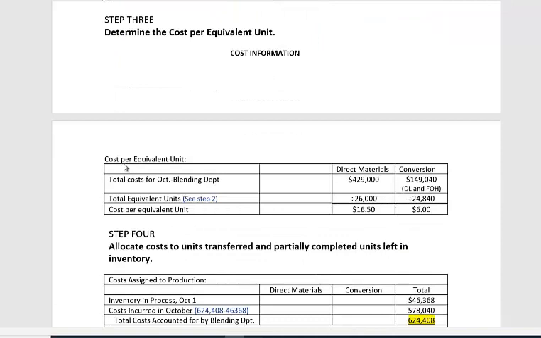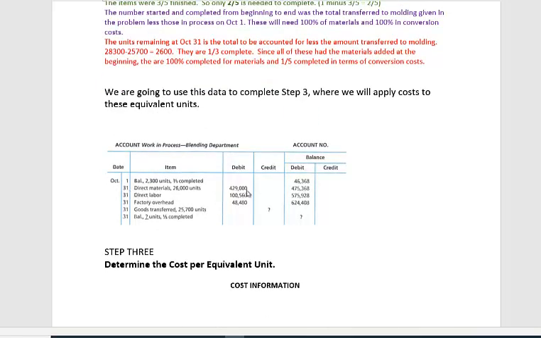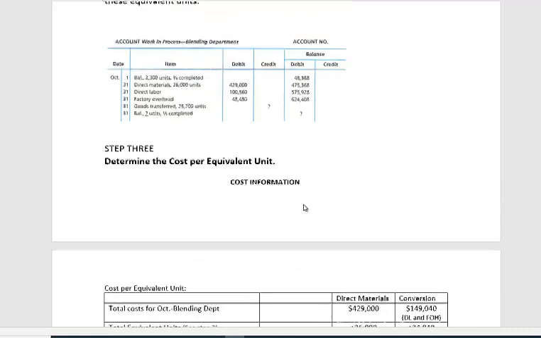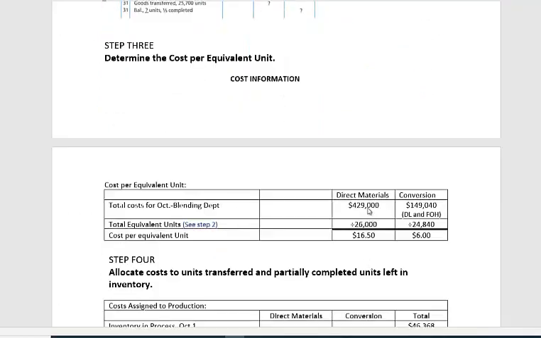Okay, so now we're calculating the cost per equivalent unit. So first thing is we're going to figure out the total cost for blending, for direct materials, and conversion, and that's given in the problem. So for direct materials, let's go look. Here we go. Direct materials, $429,000 was added. Okay, and the total equivalent units for direct materials is 26,000. So we're going to divide the $429,000 in cost by the 26,000 units. So we're getting $16.50 per unit for direct materials.